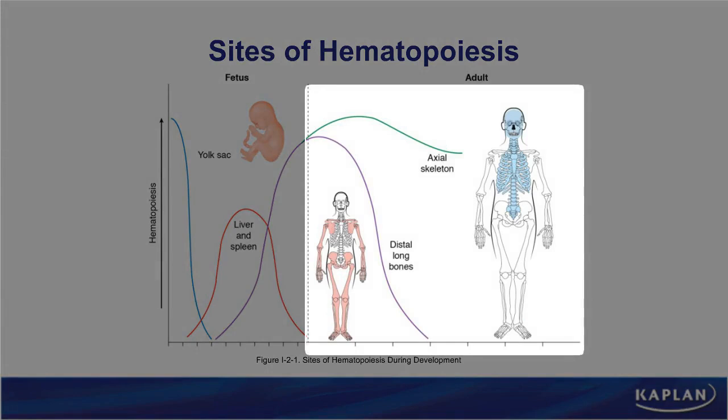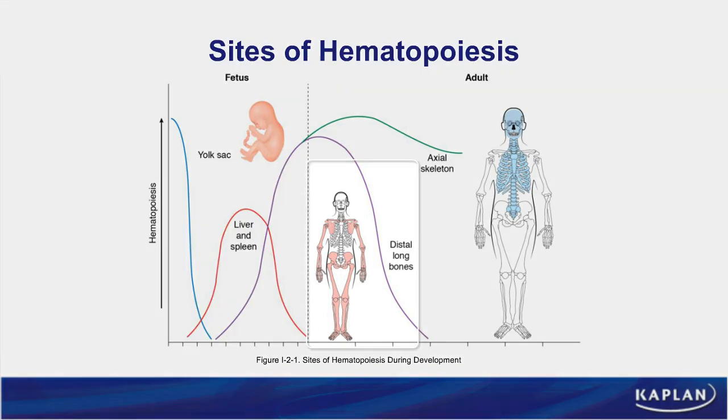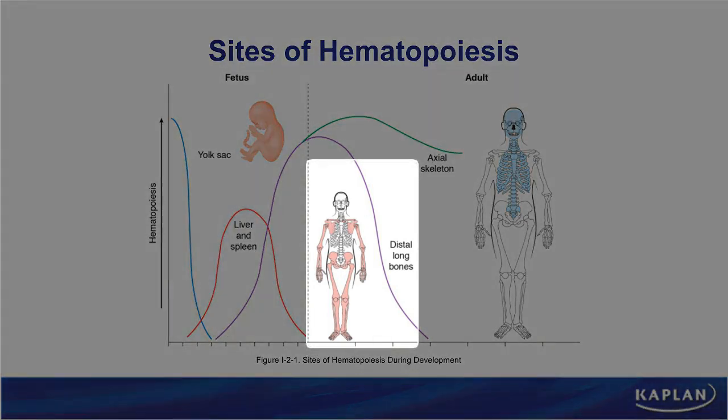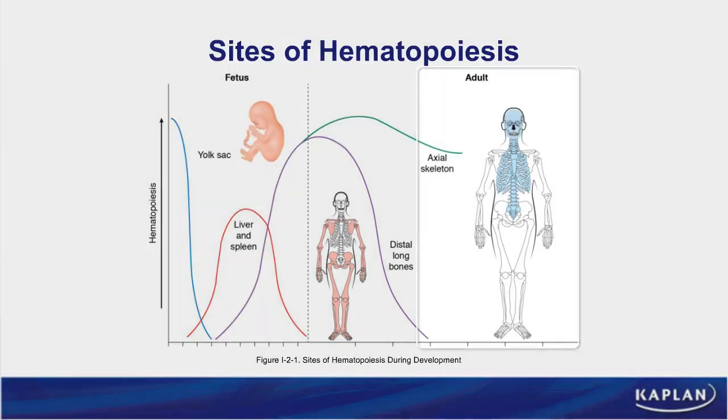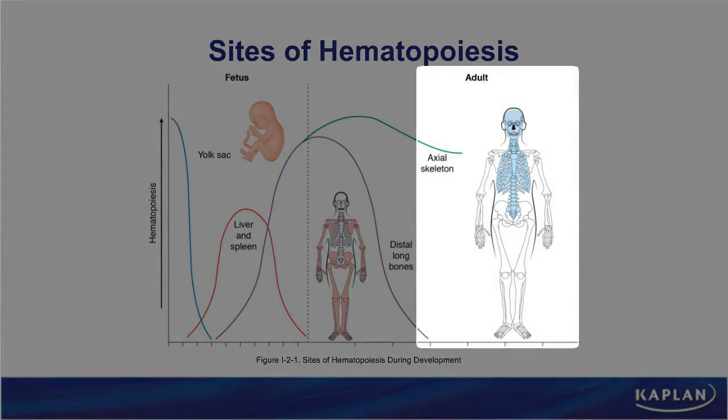Now, a couple of distinctions that I want to make. When you're very young, the primary site of hematopoiesis tends to be within the distal long bones. But as you age, that is going to shift. Remember that a lot of your bone marrow is going to be replaced with fat. And as you age, hematopoiesis tends to take place primarily within the axial skeleton, in particular within the vertebral bodies.